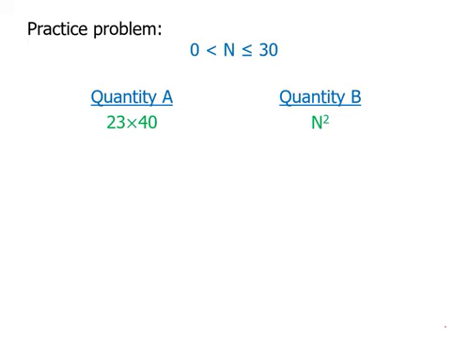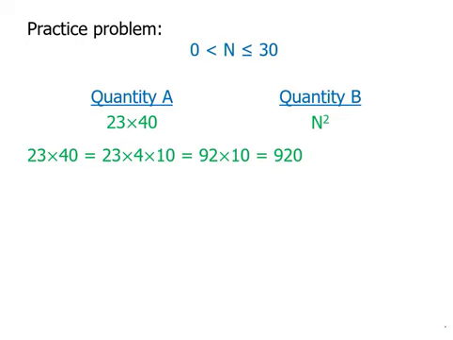23 times 40, well, what is that? Well, 23 times 4, we can do that in our heads. 20 times 4 is 80, and 3 times 4 is 12. 80 and 12 is 92. And so that's 92 times 10, or 920. Well, 920 is always bigger than 900, and so it's bigger than n squared. Therefore, quantity A is bigger.